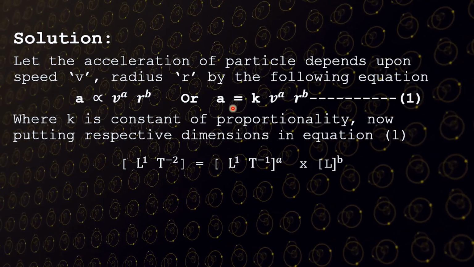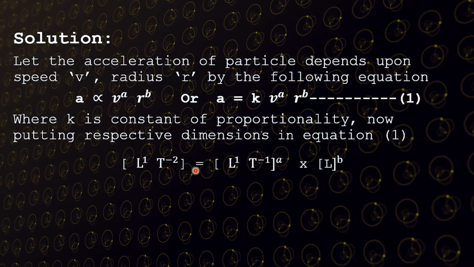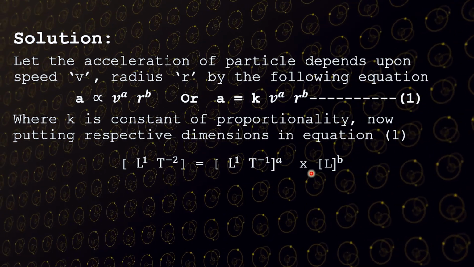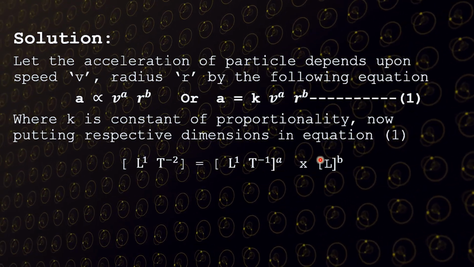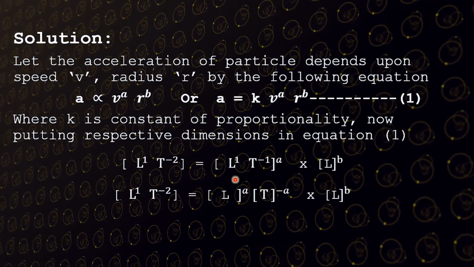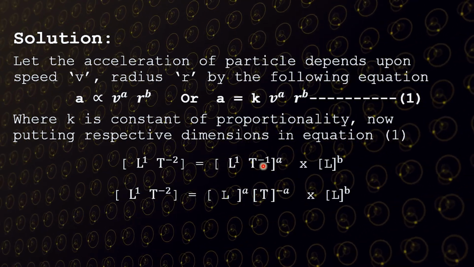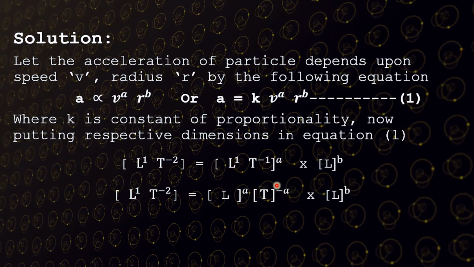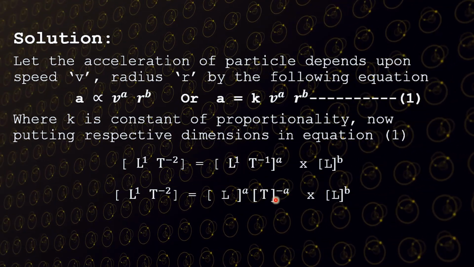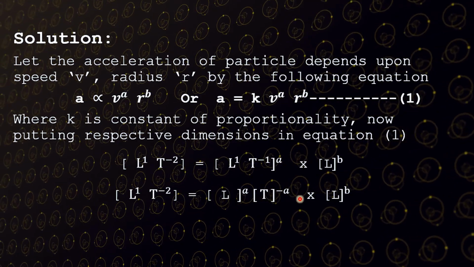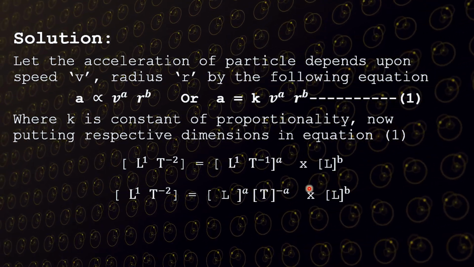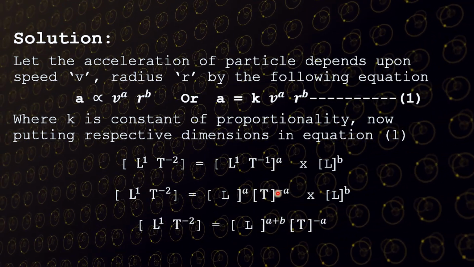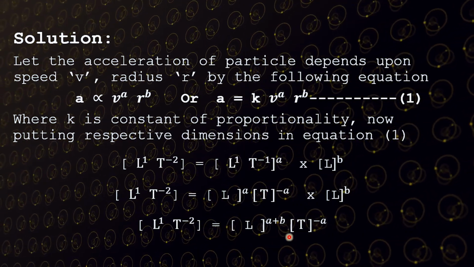So the dimension of acceleration is LT^-2, and the dimension of velocity is LT^-1 with the power a, and the dimension of the radius is L along with the power b. In the next step, you are going to break this L and T and provide a power to separate both. So L having a power a and T having a power minus a, because minus 1 multiplied by a will become minus a. Now you can see we have two L here in the dimension square bracket. So when the base is the same, the powers will be added. So L to the power a plus b and T having a power minus a.